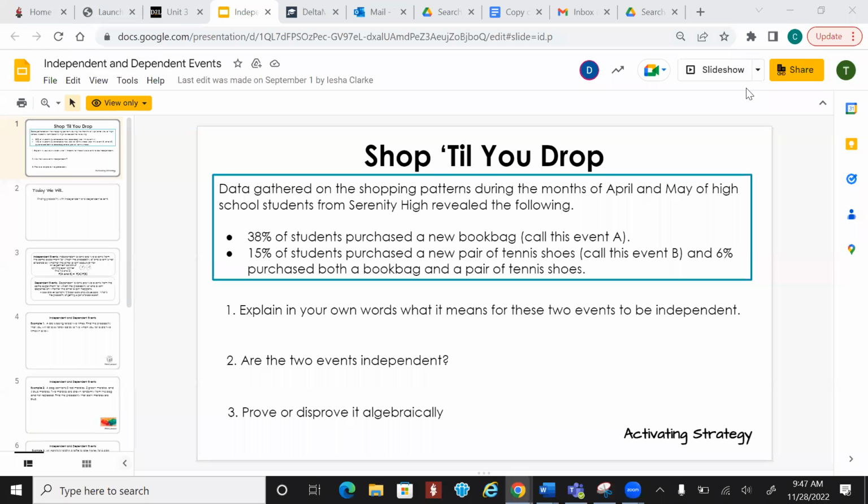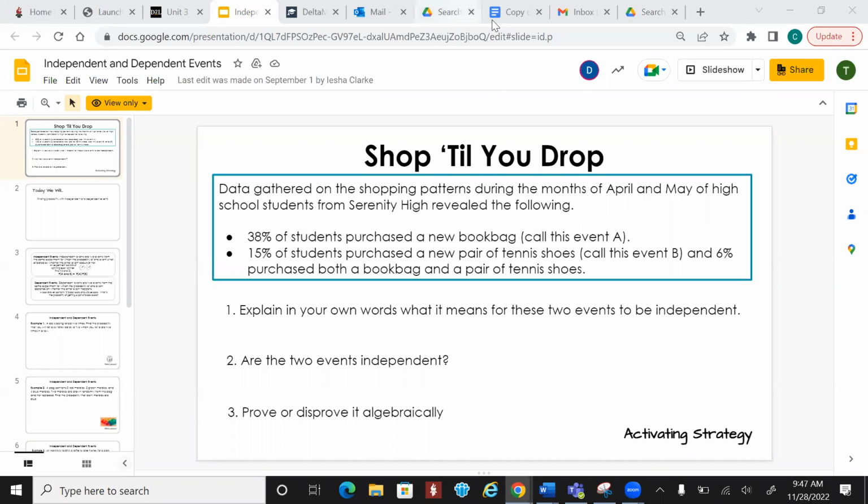So data gathered on the shopping patterns during the months of April and May of high school students from Serenity High revealed the following. 38% purchased a new book bag. So this is going to be event A. 15% purchased a new pair of tennis shoes. That's event B. And 6% purchased a book bag and a pair of tennis shoes.